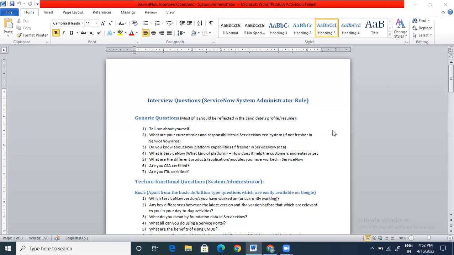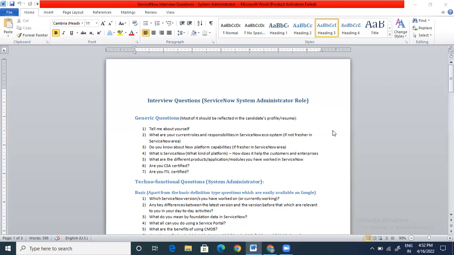And we just talked about it: workflows, flow designers, virtual agents, performance analytics, notifications, task management, form view, form configuration, list configuration, right? Access control. All of that is used across the instance, across multiple products. So you can talk about all those things there when you talk about Now platform capabilities.